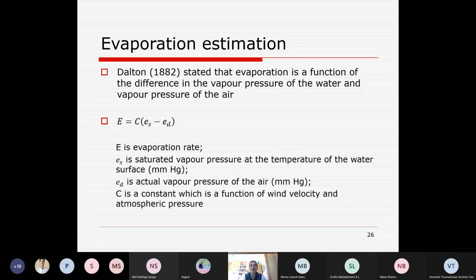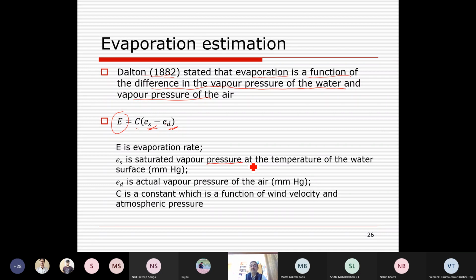So evaporation estimation: Dalton in 1802 first stated that evaporation is a function of the difference between the vapor pressure of water and the vapor pressure of air, because air is in the atmosphere. So E, that is evaporation, is simply a function of these two.